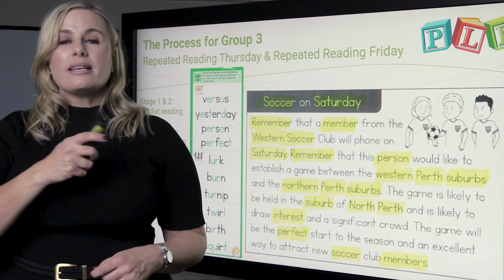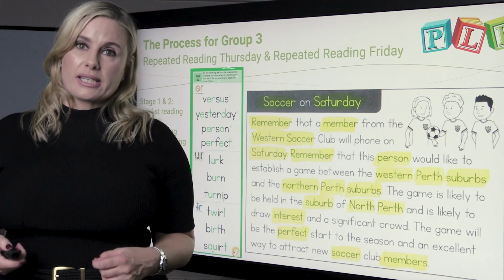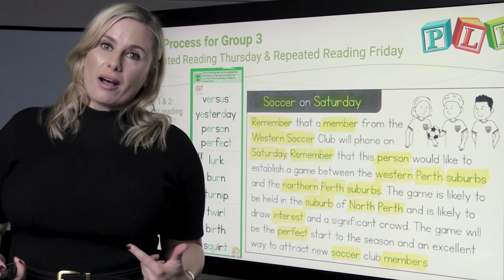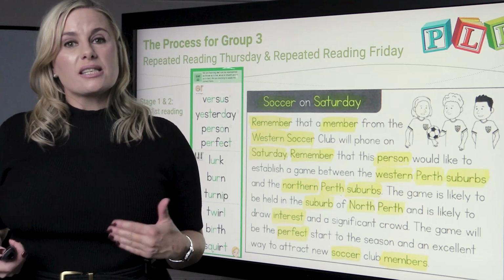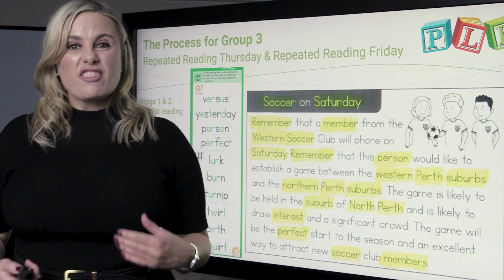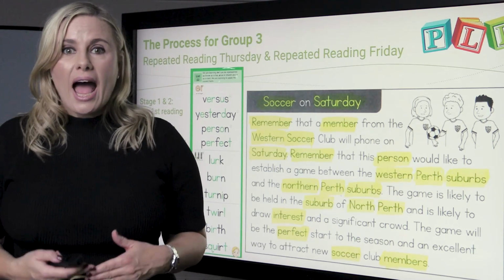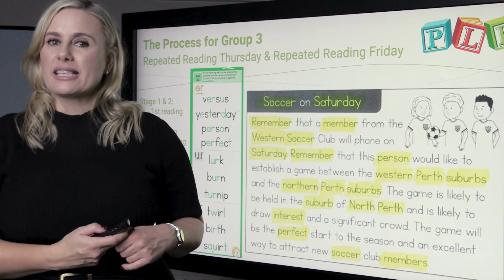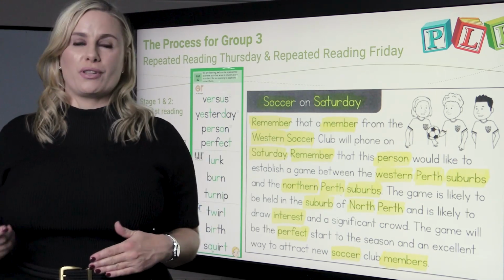suburbs. Now we're going to reread for fluency in expression. Remember that a member from the Western Soccer Club will phone on Saturday. Remember that this person would like to establish a game between the Western Perth suburbs and the Northern Perth suburbs.